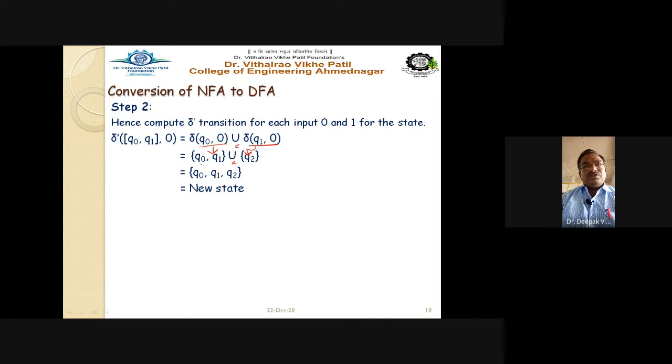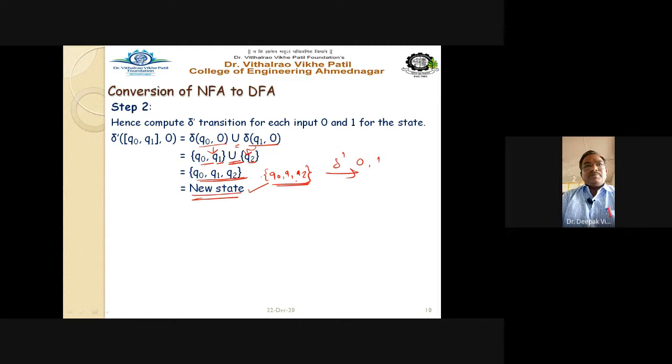So see here, Q0 Q1 and Q2, you are making a union, so you are getting a new state, that is nothing but Q0 Q1 Q2 combined. So Q0 Q1 Q2 are not three states, these are combined, it is only a single state, that is called a new state, and this new state is generated. So again we have to find out the delta dash transition for this newly generated state on input 0 and 1. Getting this point? So just mark here, it is a new state generated.